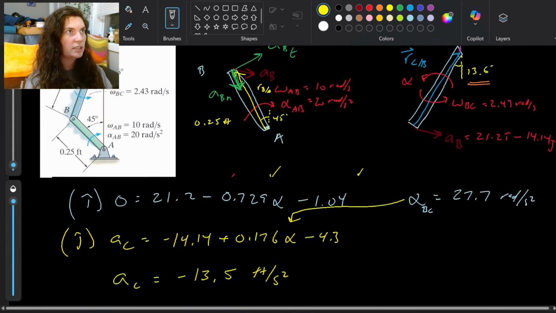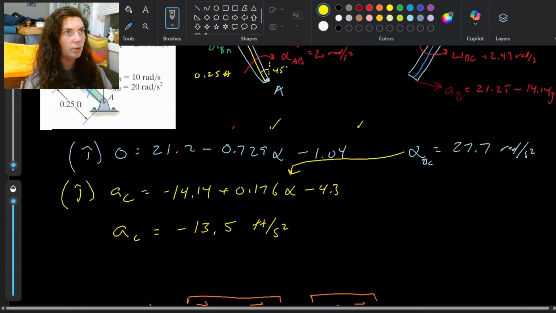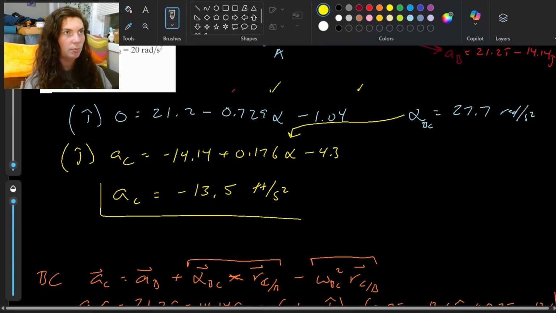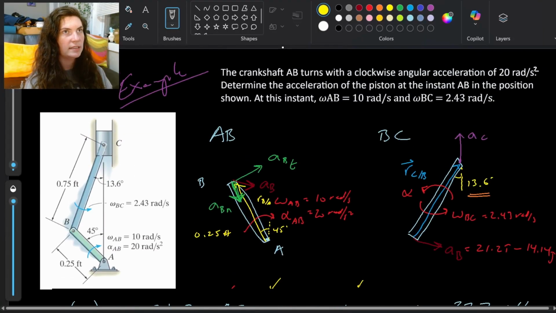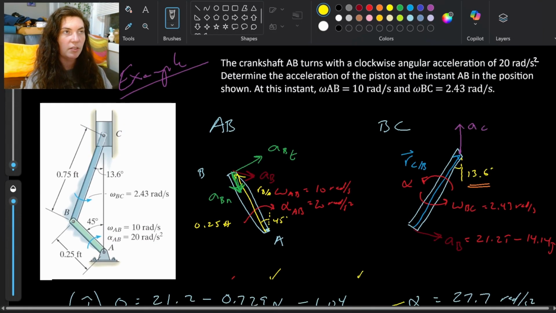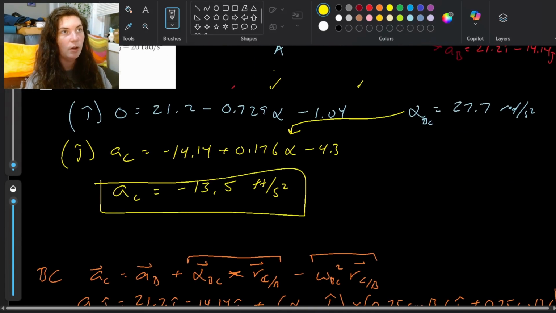So I had actually assumed the wrong way on this guy. I assumed that my piston was being pulled up, but it looks like it's being pulled down at this instant. Or that my acceleration is slowing down is another way to think of it. My velocity is going up likely, but my acceleration is slowing down.